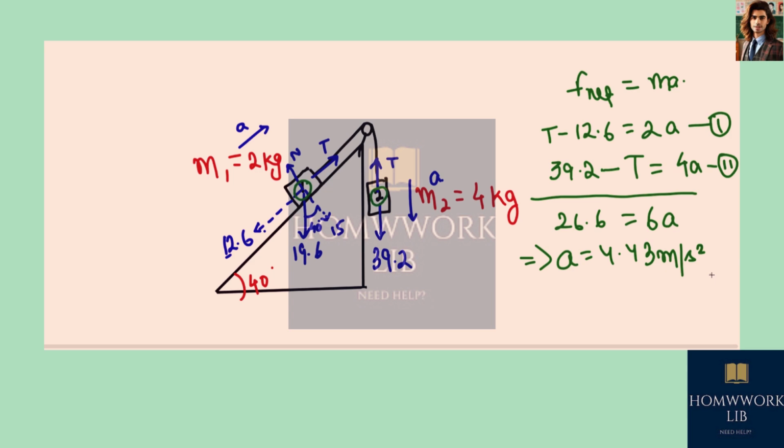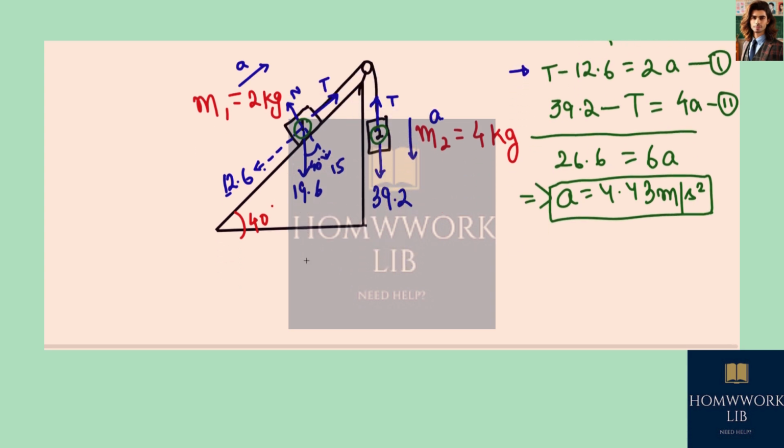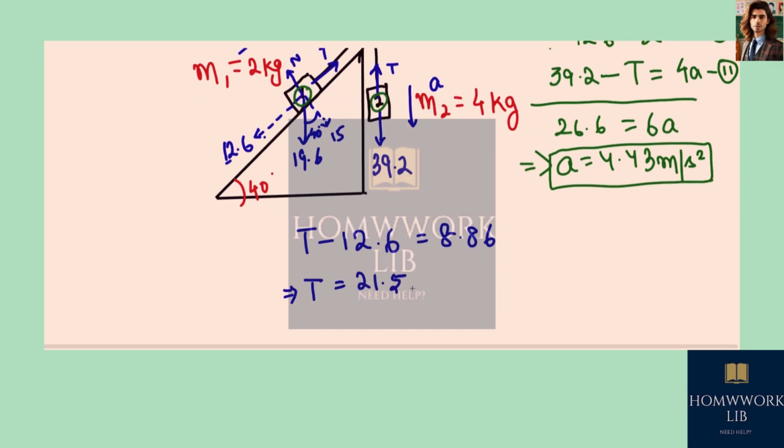Now let's take this value of acceleration and put it in equation 1 to get the tension. So that will be T minus 12.6, equal to 2 times the acceleration, which is 8.86. When we add 8.86 with 12.6, we get the value of the tension force coming out to be approximately 21.5 newtons.